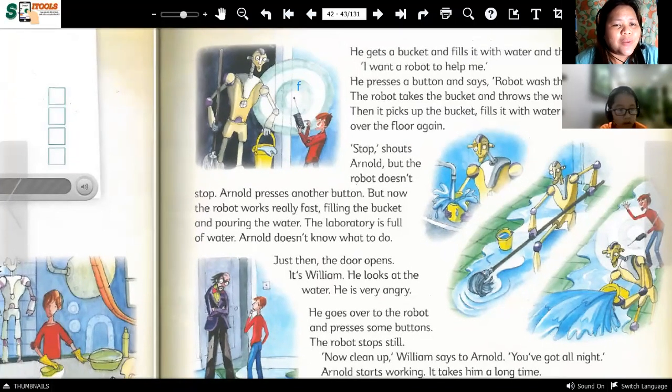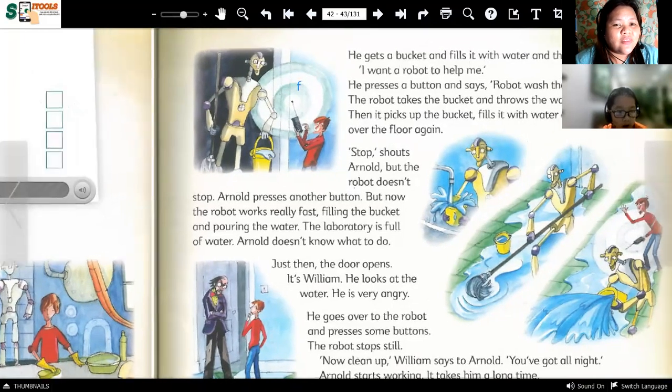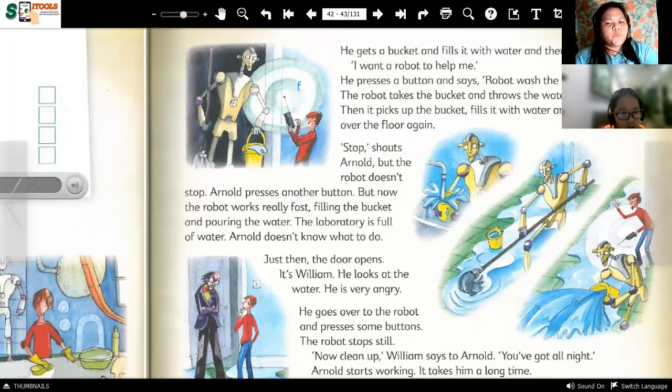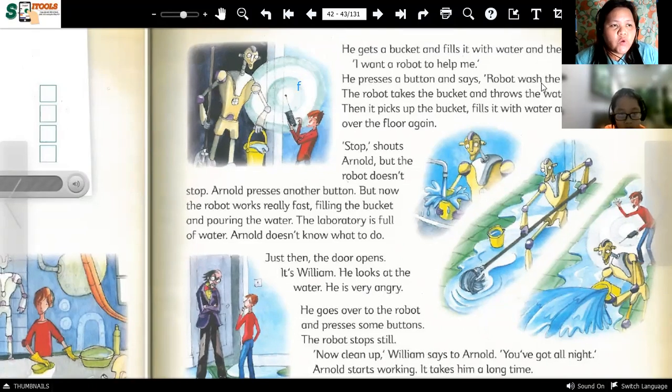So when the robot washes the floor, what happened? The robot spills the water on the floor. Yeah, the robot keeps on throwing the water over the floor. So what happened to the laboratory? The laboratory was filled with water. Right? Yes, because Arnold cannot stop the robot from throwing water on the floor.